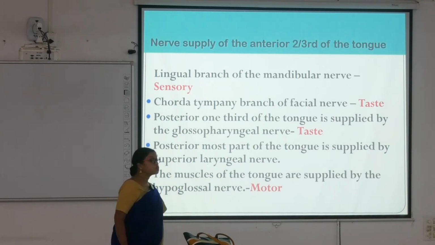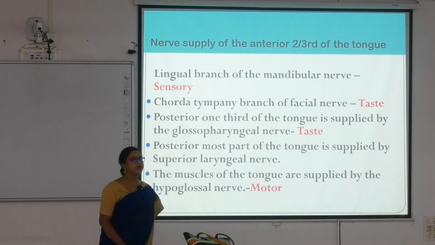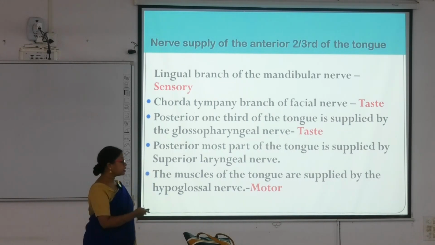And the last one is about the motor nerve supply. Motor nerve supply is by the hypoglossal nerve, except the palatoglossus, which is supplied by the cranial accessory. So this thing you have to remember.